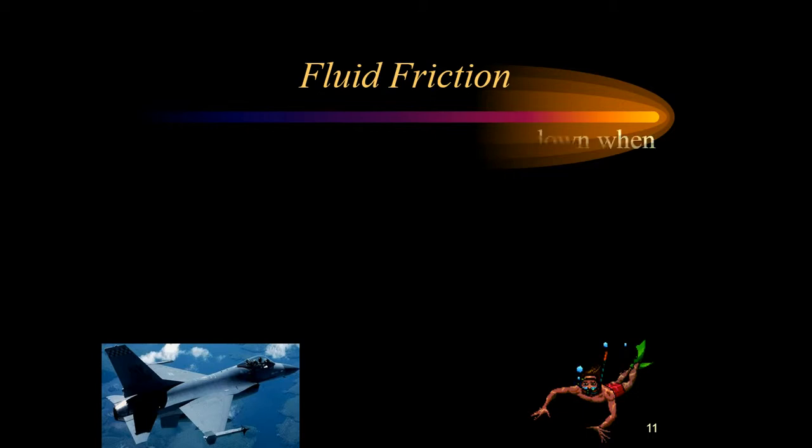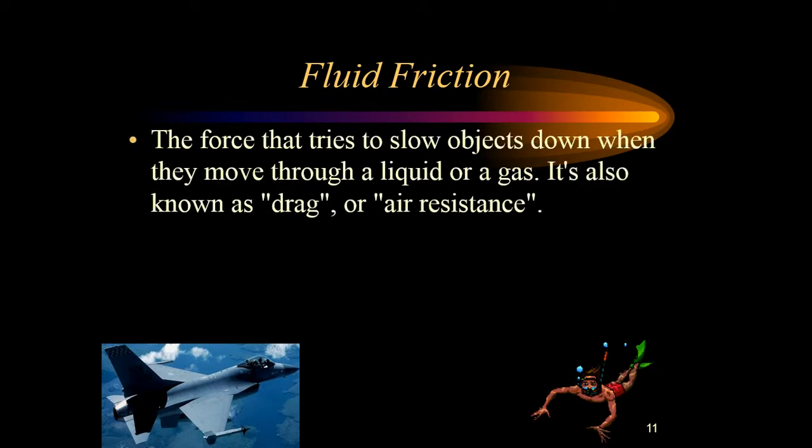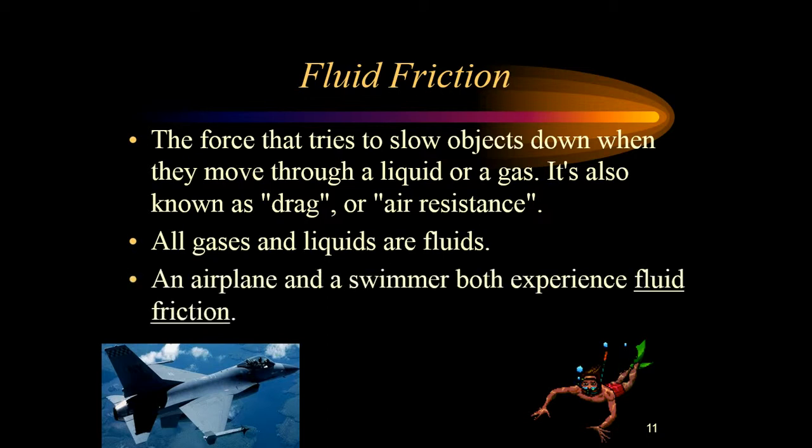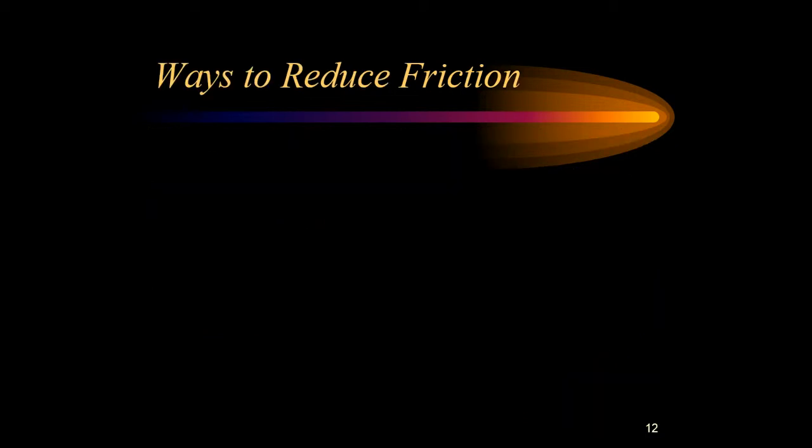Finally, fluid friction. This is the force that tries to slow objects down when they move through a liquid or a gas. It's also known as drag or air resistance. All gases and liquids are fluids. An airplane and a swimmer both experience fluid friction. This is why airplanes are shaped the way they are. They're shaped with a pointed front end to cut through the air better and reduce fluid friction or air resistance.